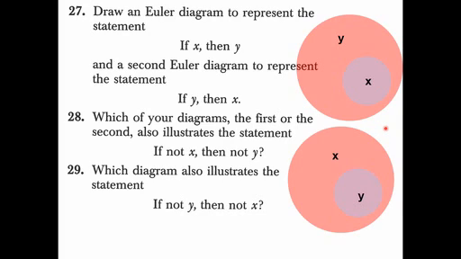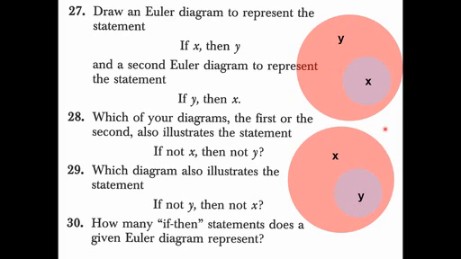Hope you're pausing in between here. I'm moving right along from one to the next. How many if-then statements does a given Euler diagram represent? Think about that. We've got all 4 of them here. Then you need to figure out from your answers how many apply to each Euler diagram.